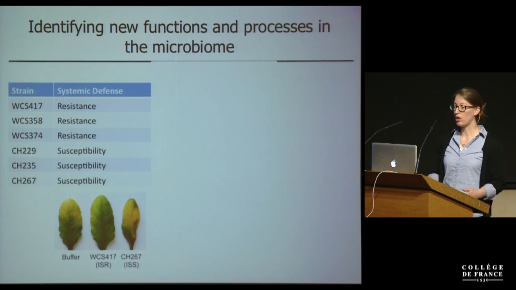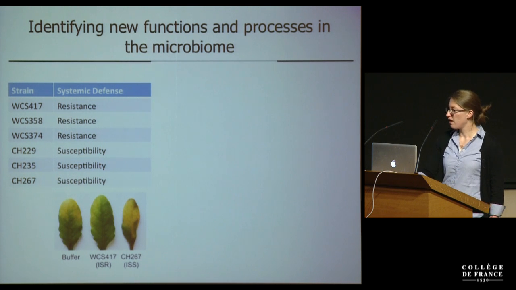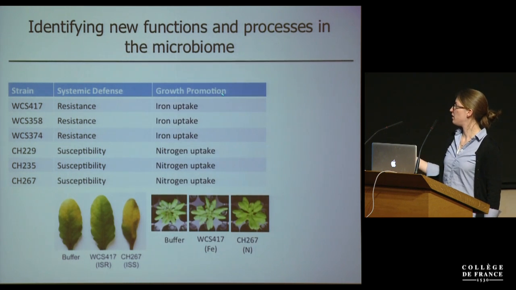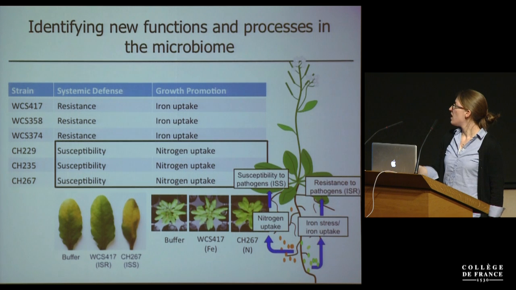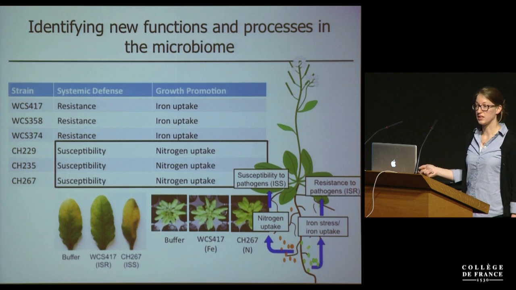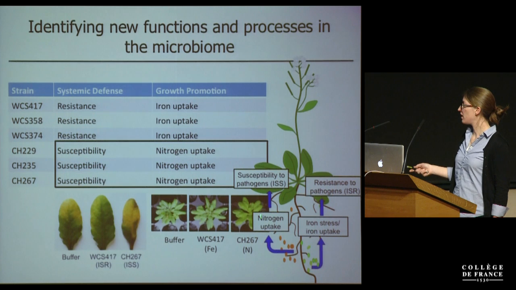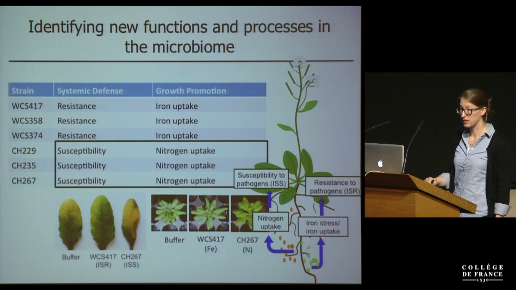So by going through a large number of strains, we started to see these patterns emerge where you have strains that promote resistance or susceptibility, and that correlates with the growth promotion phenotypes, where some of the strains promote iron uptake and some promote nitrogen uptake. And so that led to the hypothesis that maybe the bacteria are affecting plant disease resistance by affecting plant metabolic state. By affecting nitrogen uptake, they're making plants more susceptible. By increasing iron uptake, they're increasing resistance.